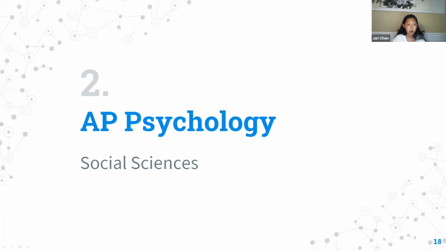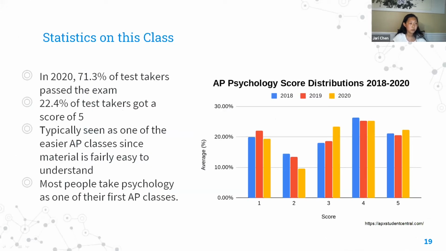So now I'll be moving on to the specific AP classes that I've taken in my years. The first one we'll be talking about is AP Psychology. Starting off with some statistics on this class: in 2020, 71.3% of test takers passed the exam. 22.4% of test takers got a score of 5.